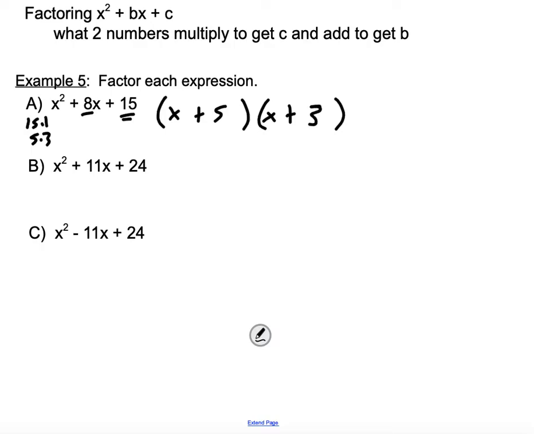So 5 times 3 is 15, and 5 plus 3 is 8. All right, letter B. What times what gives you x squared?